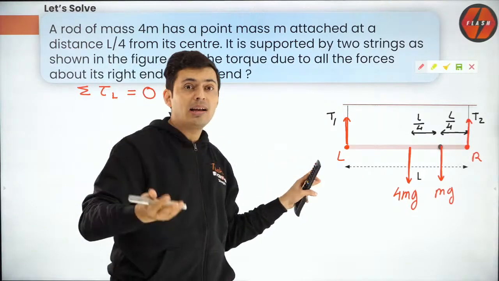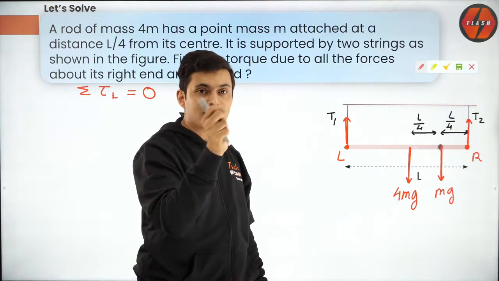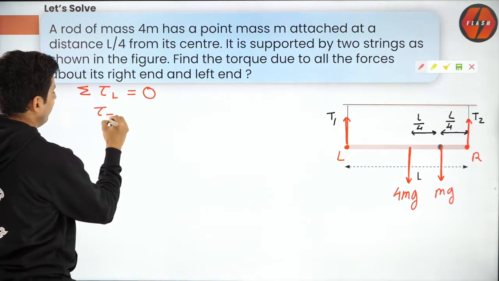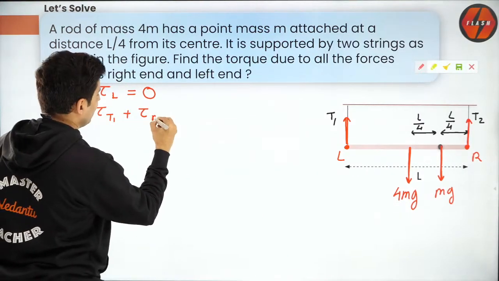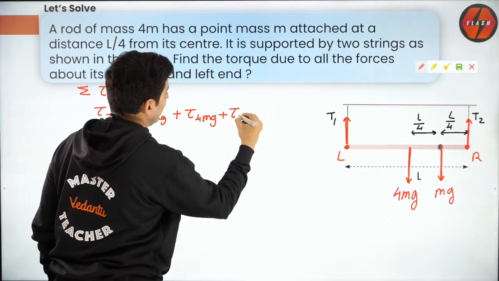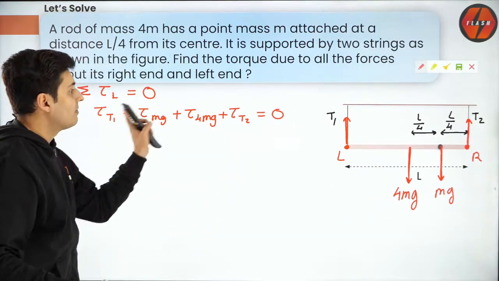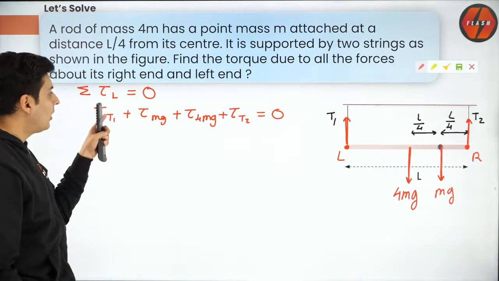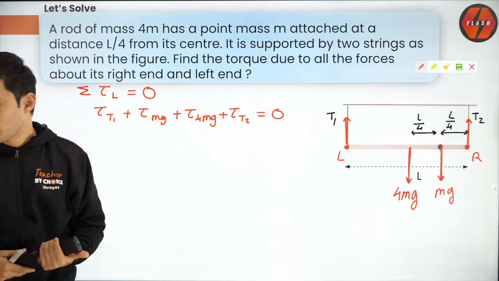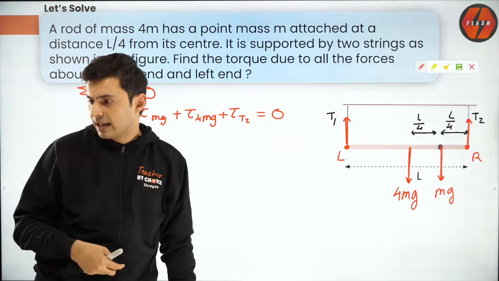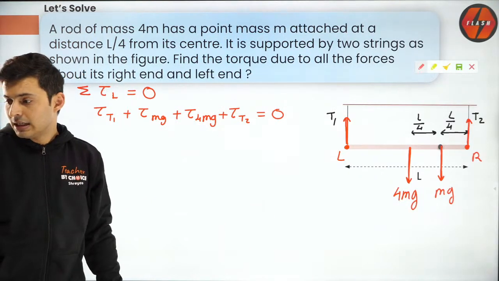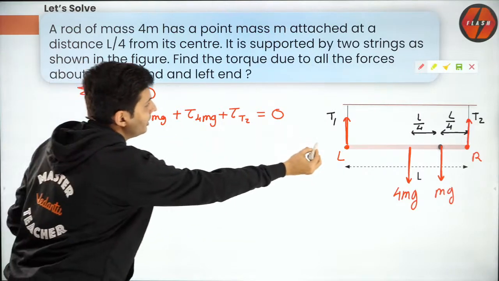But who all are contributing in this torque? Let's write that down. There is torque by tension T1, then there is torque by mg, then there is torque by 4 mg, then there is torque by tension T2. The sum of all of them is 0. That's their net contribution. I hope this is clear. Alright. Why have we taken mg? Because it is given in the question. A point mass is there. Okay, now what is the torque due to tension T1?